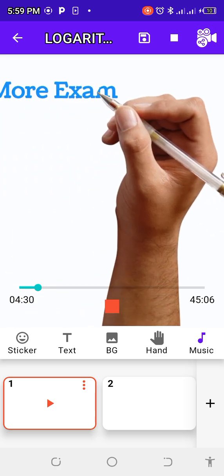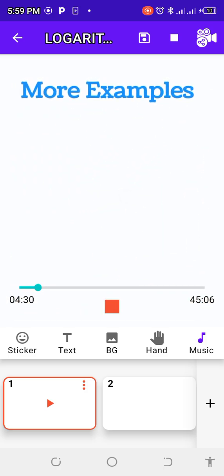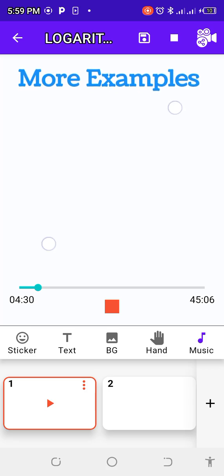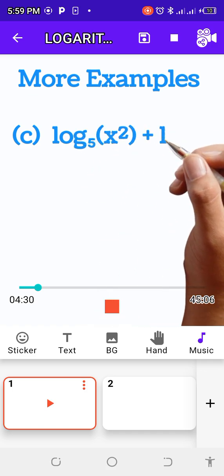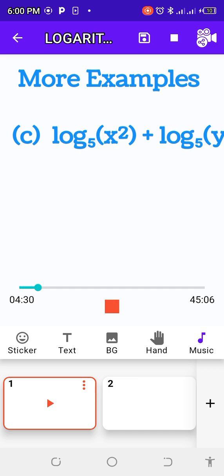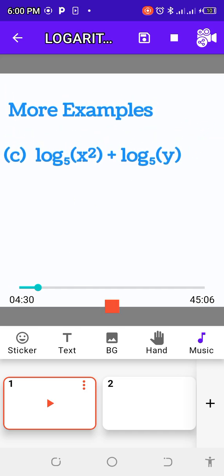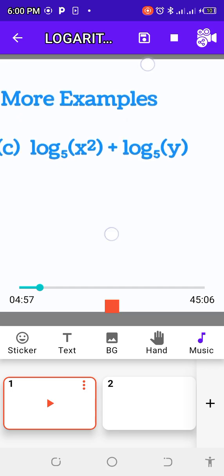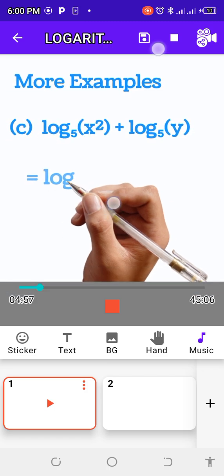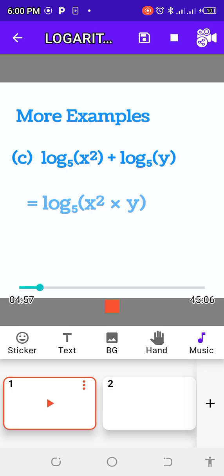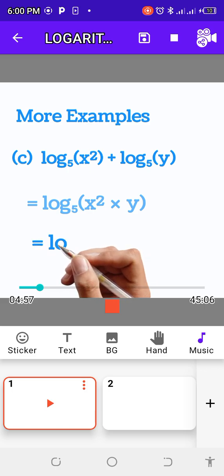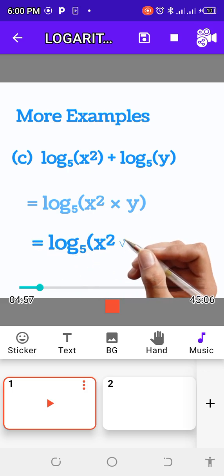Now we are going to take more examples on the multiplication law. Multiplication or addition law. It teaches us how to multiply and it guides us on how to add. Example C. Log x raised to the power 2 plus log y, all in base 5. Since they are in the same base, we multiply the two. That's log x squared times y in base 5. And that will just give you log x raised to the power 2 y, all in base 5.